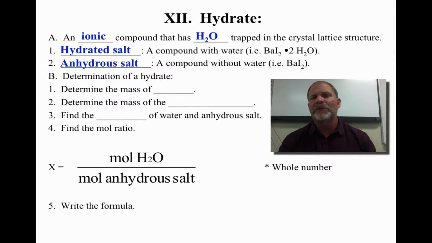So the problem is we need both the salt and the water as individuals. In the hydrated form, the water is physically trapped within the salt. So we're going to separate them out, and we're going to get the mass of the water and the anhydrous salt. We're going to then convert them both to moles, and then take the larger number divided by the smaller number, which is going to end up being moles of water divided by moles of anhydrous salt, and that's going to give us a whole number. Is it 1 for mono, 2 for di, 3 for trihydrate, 4 for tetrahydrate, and so forth.